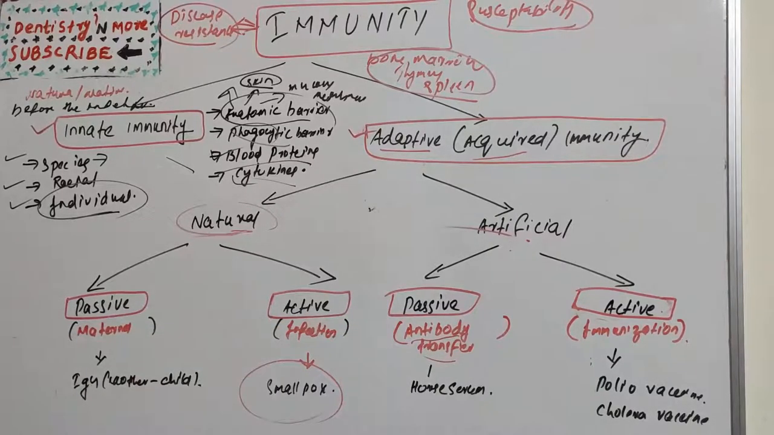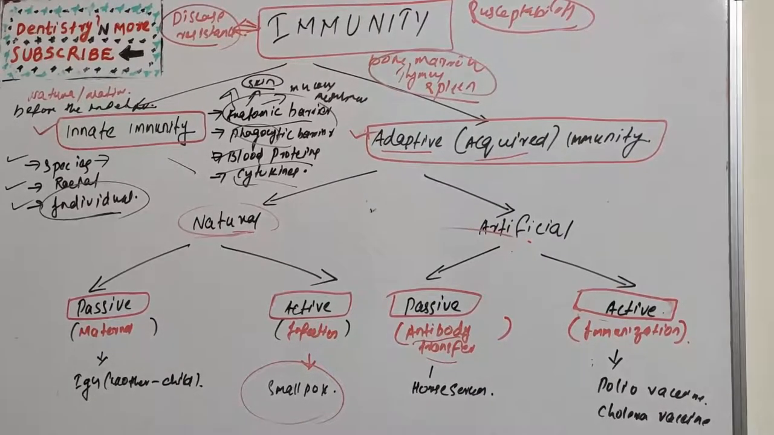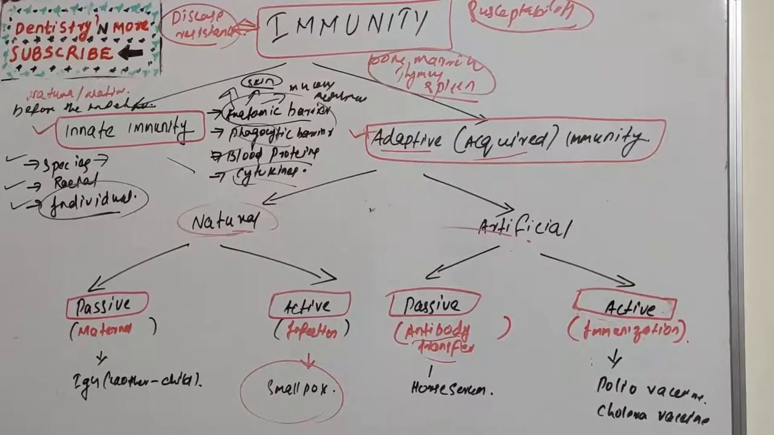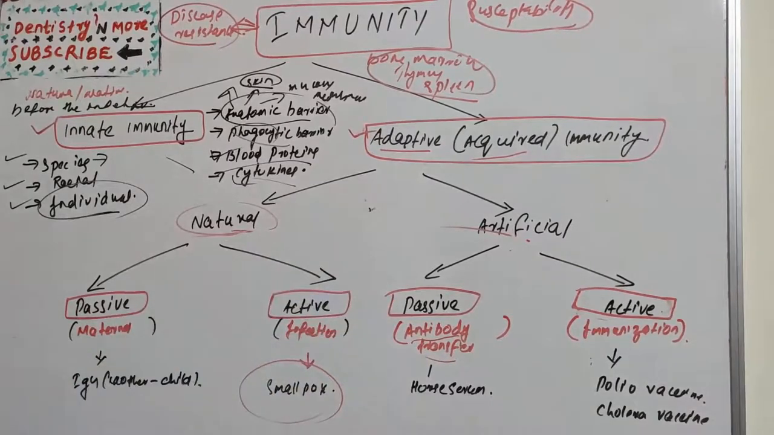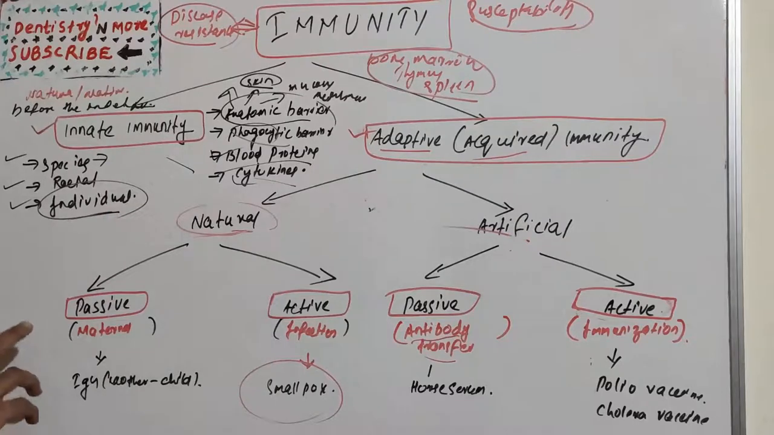passive immunity is achieved by the transfer of immune products such as antibodies or sensitized T cells from an immune individual to a non-immune one. So people with immunity produce antibodies in their body. These antibodies are extracted from that person or organism or animal and transferred to a non-immune individual. That is passive immunity. That immunity is produced outside the person, as antibodies, and is then transferred to them.